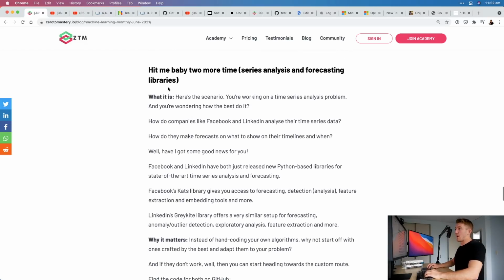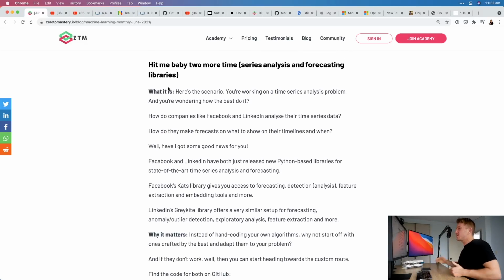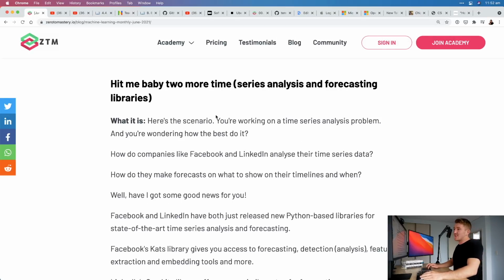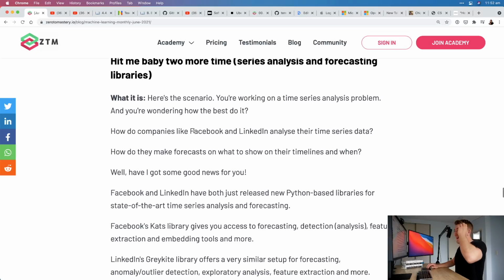Now, we are up to hit me baby 2 more time series, and oh, there we go. Okay, so I worked out what I did with my own writing. Hit me baby 2 more time series analysis and forecasting libraries. Doesn't quite work as well.